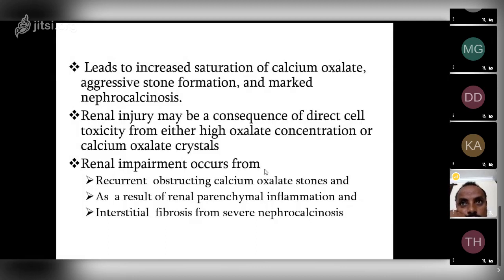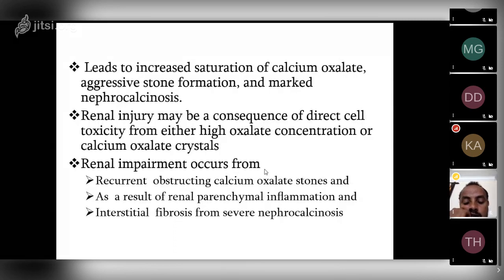When you see the nephrocalcinosis, the crystals formed by the stone are retained in the tubular tissues or in the nephrons and in the interstitium, and therefore this calcinosis. Renal injury may be a consequence of direct cellular toxicity from either high oxalate concentration or calcium oxalate crystals. So high oxalate concentration increases the renal injury.